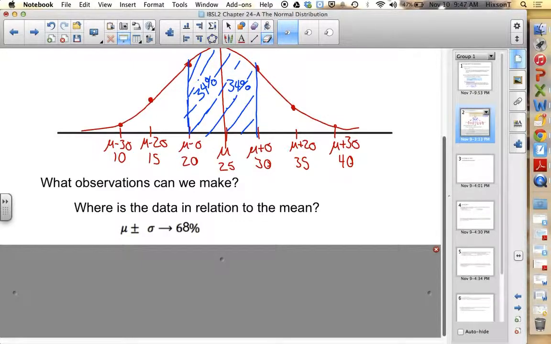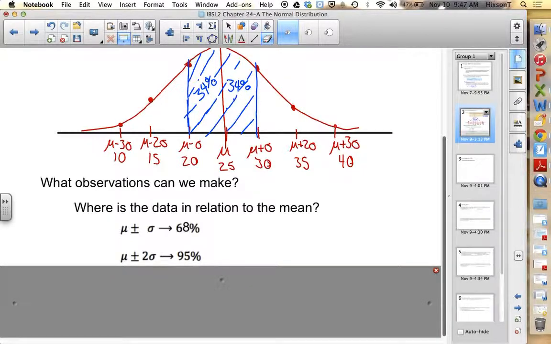Going out to 2 standard deviations. 2 standard deviations is 95%. Okay? That means 95% of our data is going to be within, in this case, 15 and 35. Okay? So 95% of our data lies between here and here. Okay? So if you think about it, from 68 to 95, that's another 27%, right? So that means 13.5% is here, and 13.5% is over here.